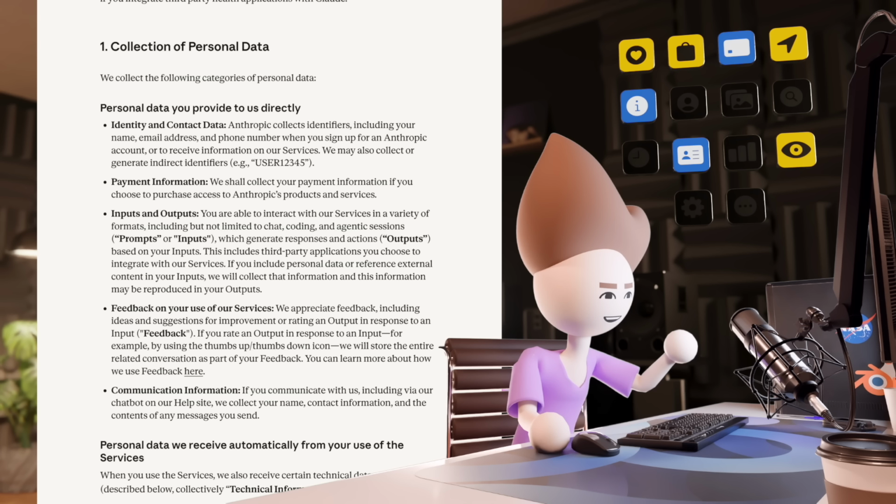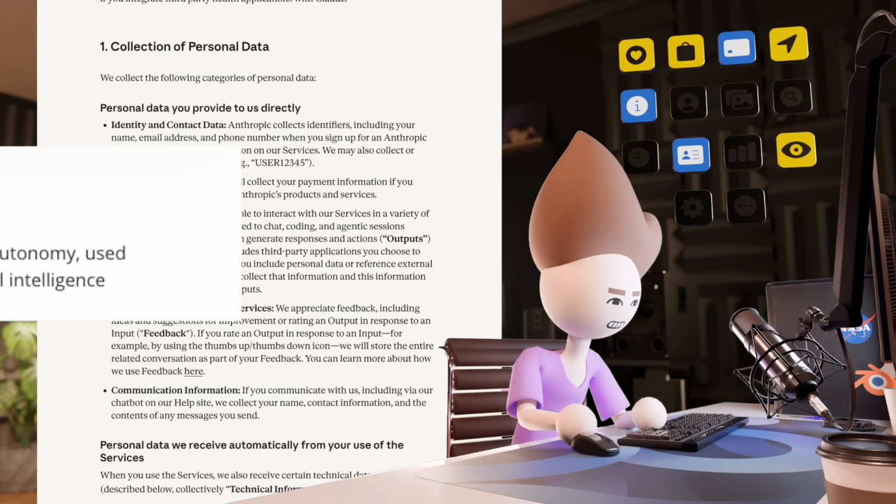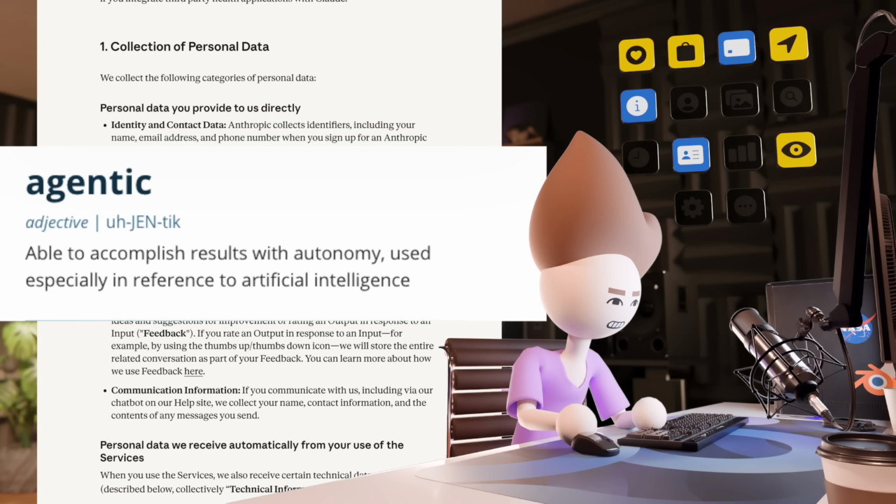Inputs and outputs. You are able to interact with our services in a variety of formats, including but not limited to chat, coding, and agentic? What the heck is that word? I gotta look that one up. Agentic. Wow, I've never seen that word before.